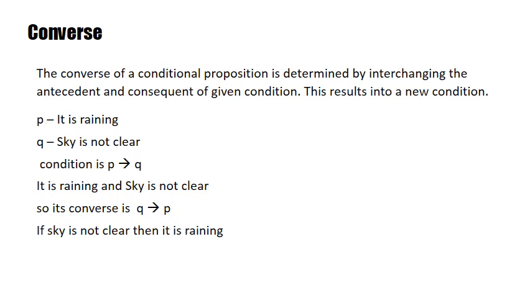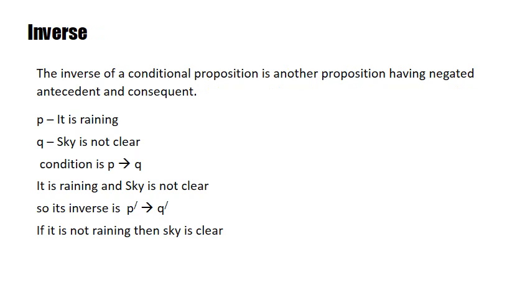Consistent statement. Two statements are consistent if and only if their conjunction is not a contradiction. For example, P represents it is raining and Q represents sky is not clear. Then the conjunction of these two statements, P dot Q, is not a contradiction.